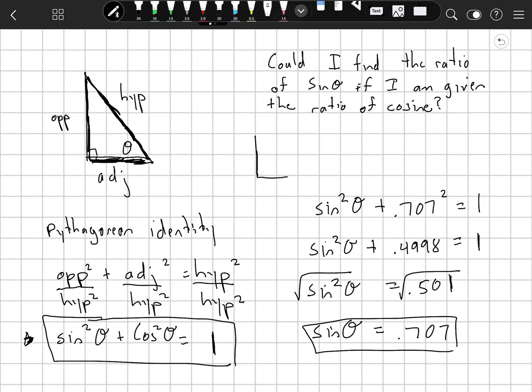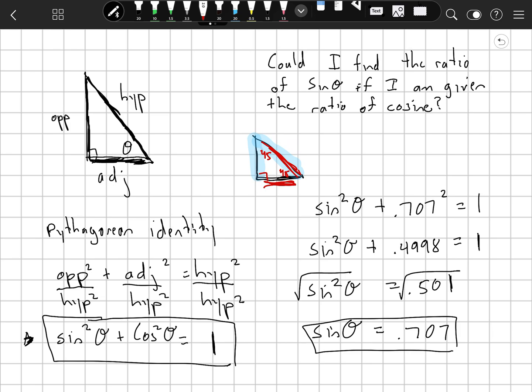Now, I just want you to think about this particular triangle. If the ratio for sine and cosine are the same, if this over that equals this over that, then it's probably a 45-degree triangle, so 90, 45, 45. Just something to think about there.